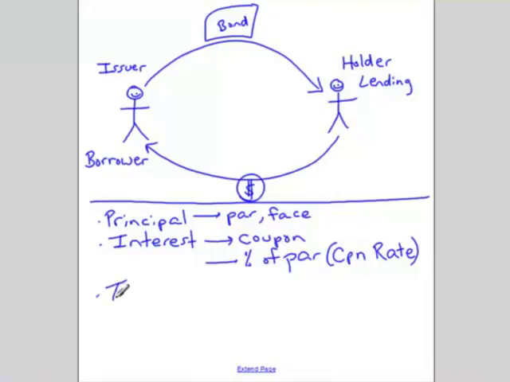Another feature that we need to look at is the term of the bond. The term is the time period of the debt. When we're talking about term, we're talking about the term to maturity, when the bond matures. That's the life of the bond. And so the maturity date would be when the bond ends, when it ceases to exist, when it's going to expire. That's when all the principal and interest payments are to be repaid.